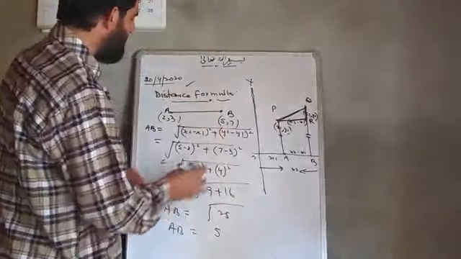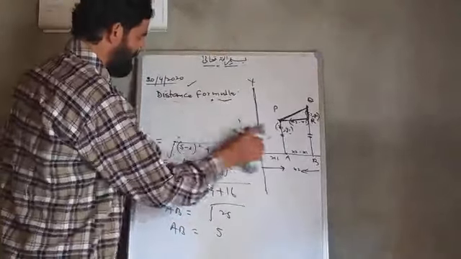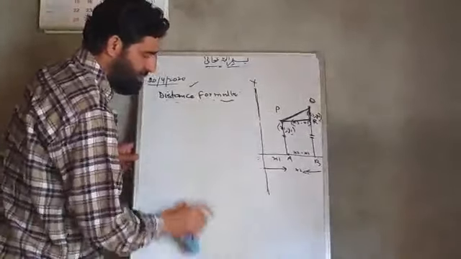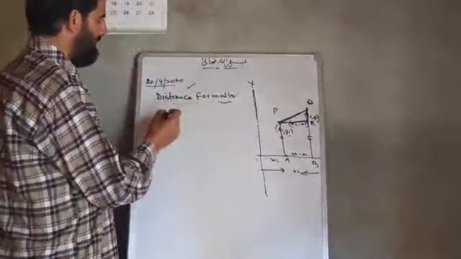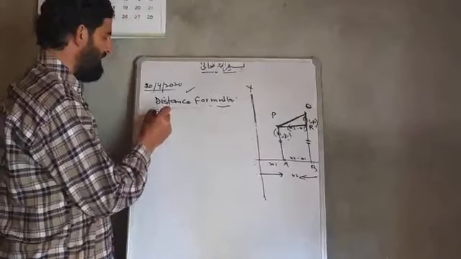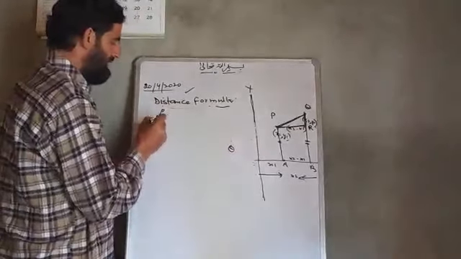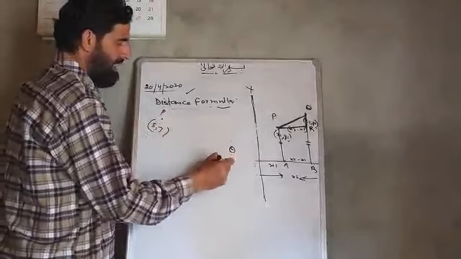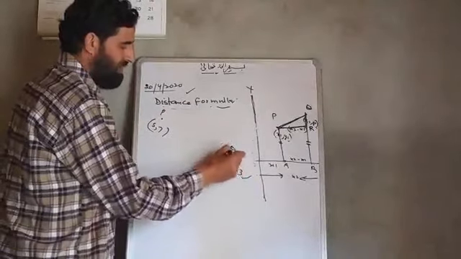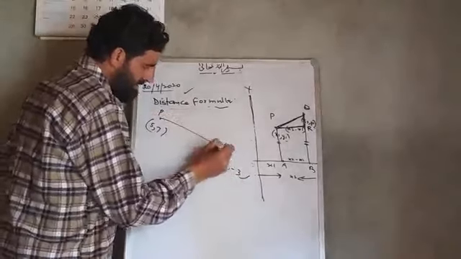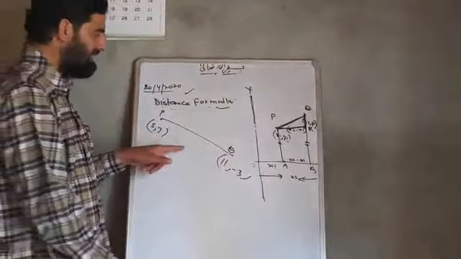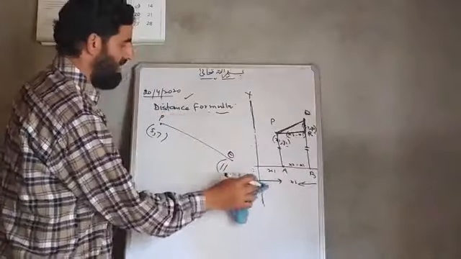The second application is this: from any two points, from A to B or P to Q, if you know the coordinates of the two points, suppose the coordinates of P are (5, 7) and Q are (11, -3), you can find the distance, that is, the length of PQ. So this is the application of this distance formula.